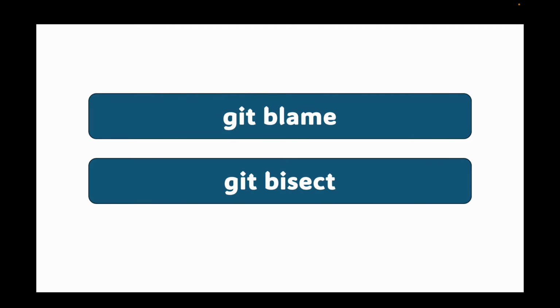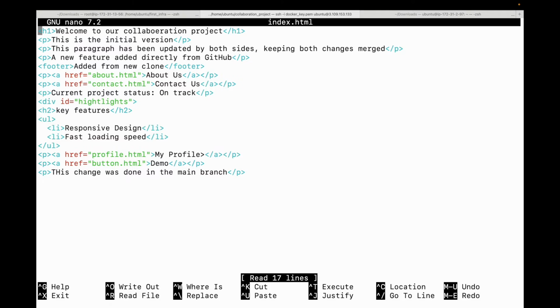Now, let's start with the simpler tool, which is Git Blame. Don't let the name offend you. It's not about assigning the blame in a negative way. It's about ownership and context. Imagine you have just opened a file. Let's say I will open this index.html file and you find a confusing line or a strange bug. Your first question is probably, who can I ask about this? Git blame answers that.